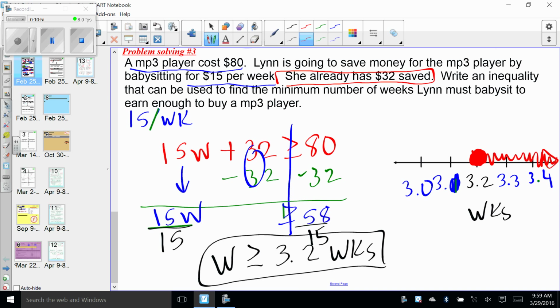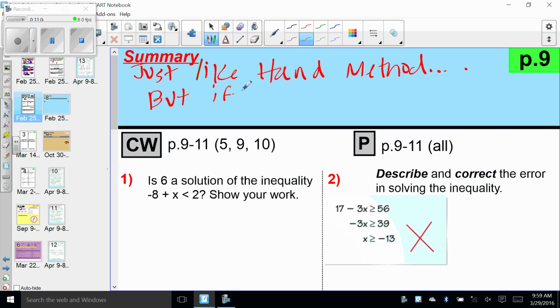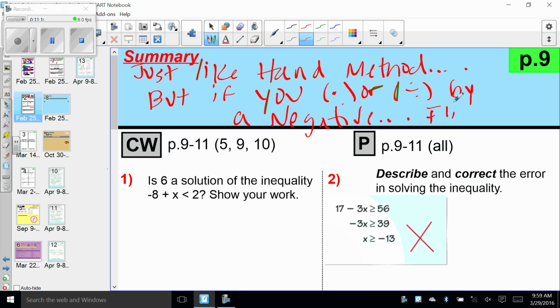All right, so for our summary today, in our summary section, remember it's just like hand method, but if you multiply or divide by a negative at any point, you have to flip the sign. We've had that same summary for 2 days, but just a quick review on that. It is just like the hand method, but if you multiply or divide by a negative, you have to flip the sign.